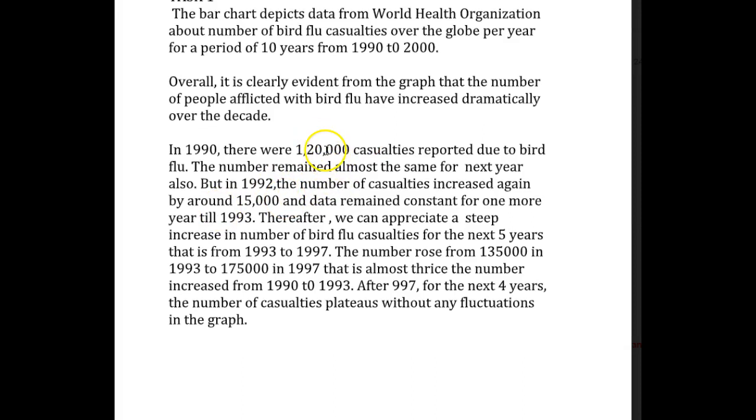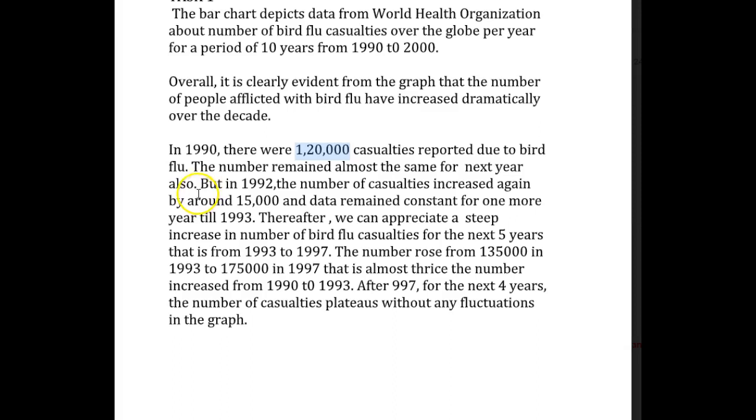In 1990, there were, what number is this? You're missing a zero here. There were 1,200,000 casualties reported due to bird flu. The number remained almost the same for the next year also. We don't start sentences with but. There are many other ways you can show contrast. You could say yet, or you could say however.